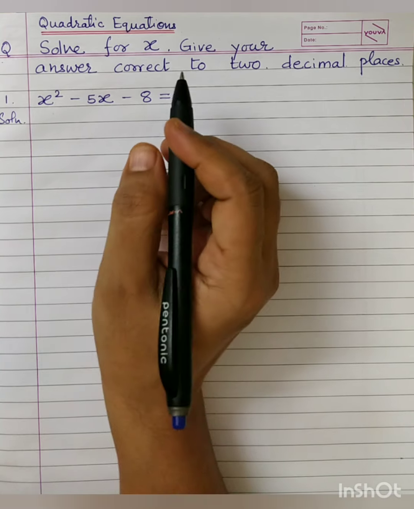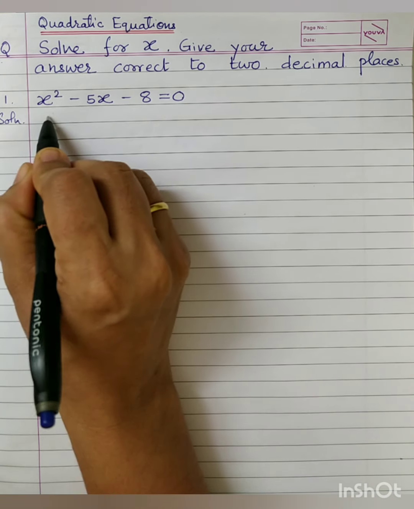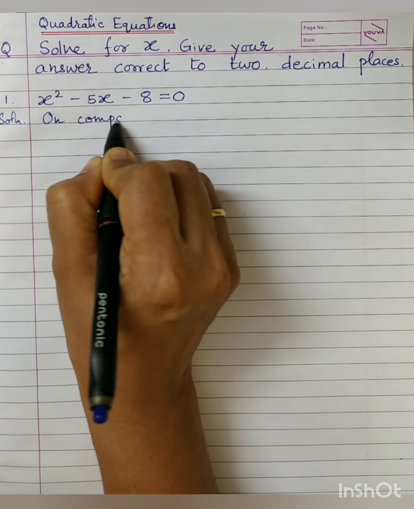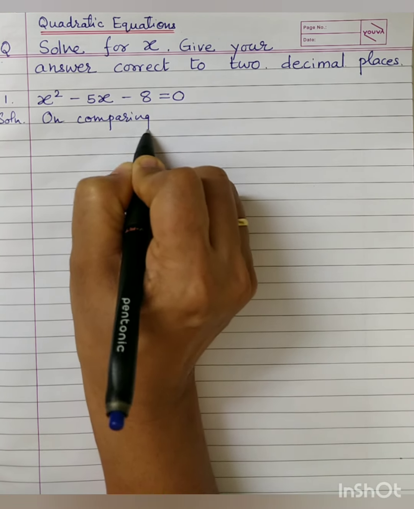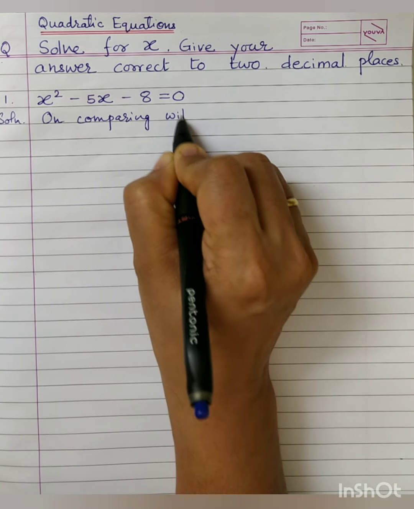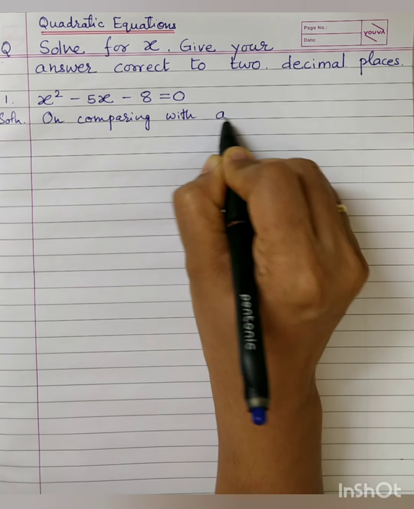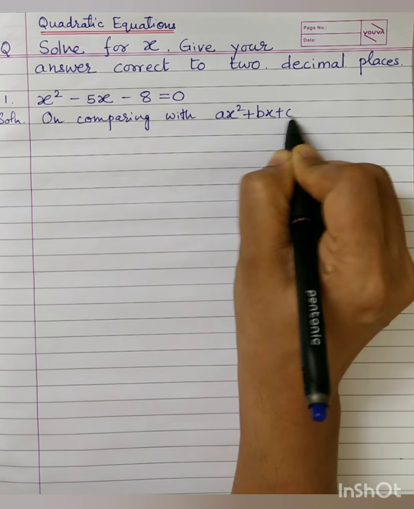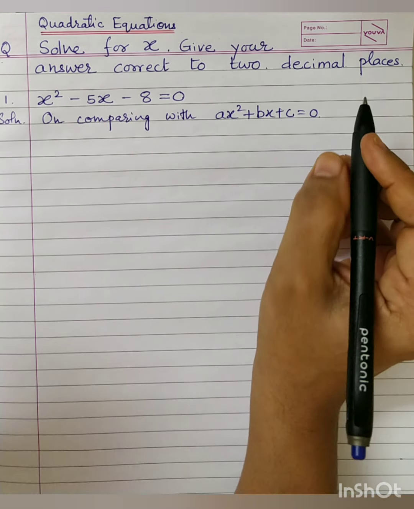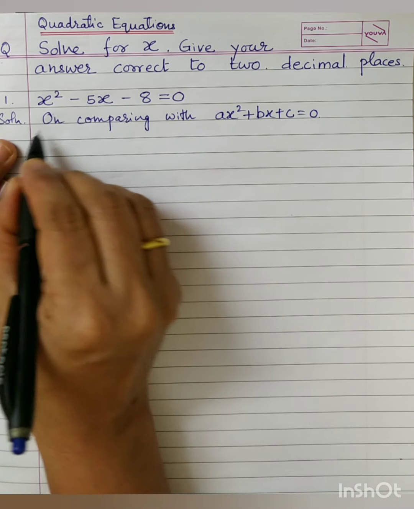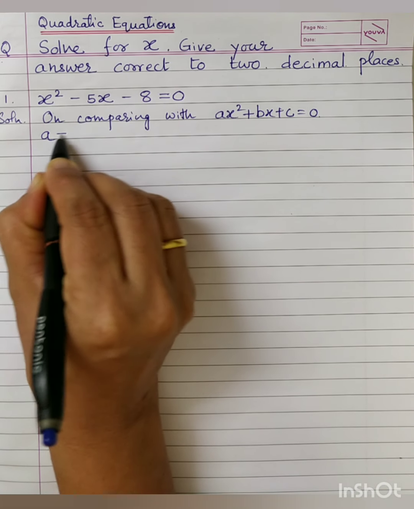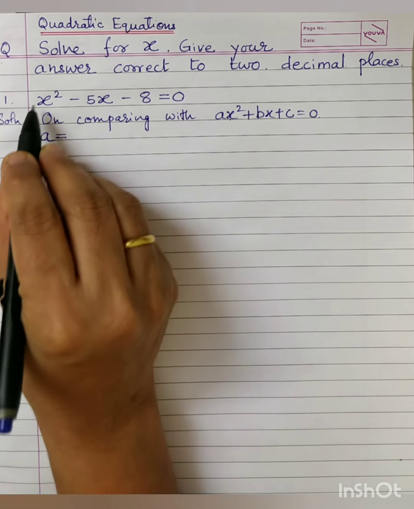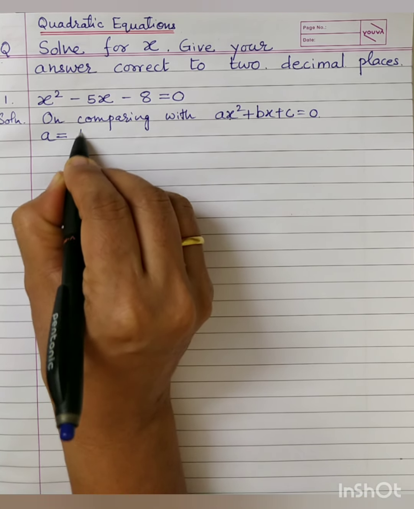ax square plus bx plus c is equal to 0. So first step will be, as we are going to use the formula here, we will be comparing. So on comparing with the standard form, what is it? ax square plus bx plus c is equal to 0. So when you compare, what do you get? The value of a is, what is the coefficient of x square here? 1.